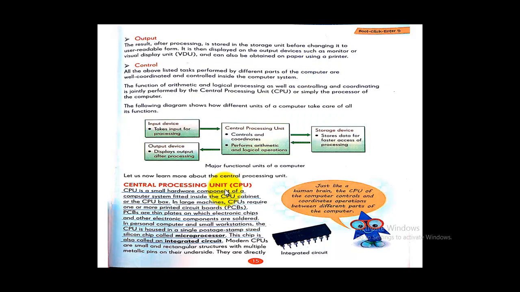Now we have learned the different functioning units of a computer. That is, the first one is the input, the second is the storage, the third is the arithmetic and logical processing, the third one is the output, and the fourth one is the control. Now let us learn more about the central processing unit. Now let us see what the central processing unit is in detail.